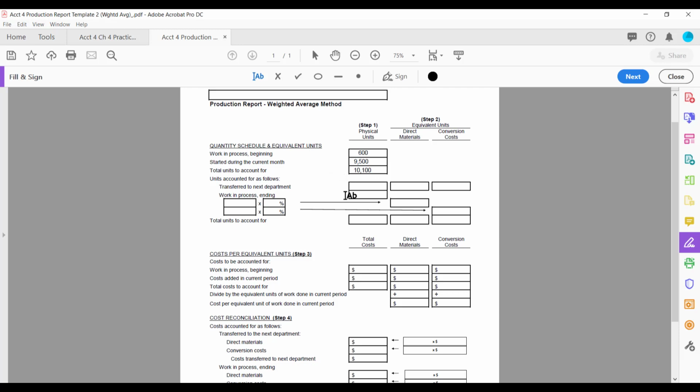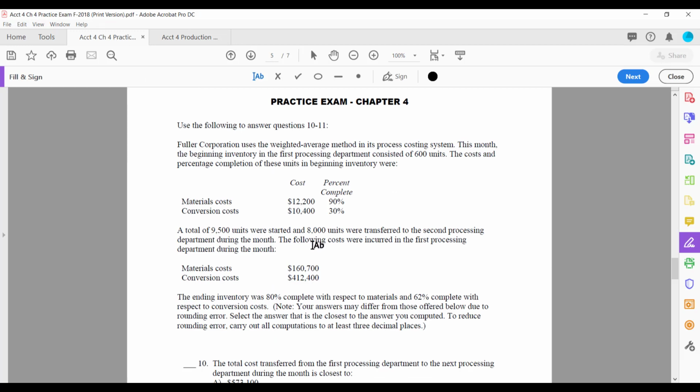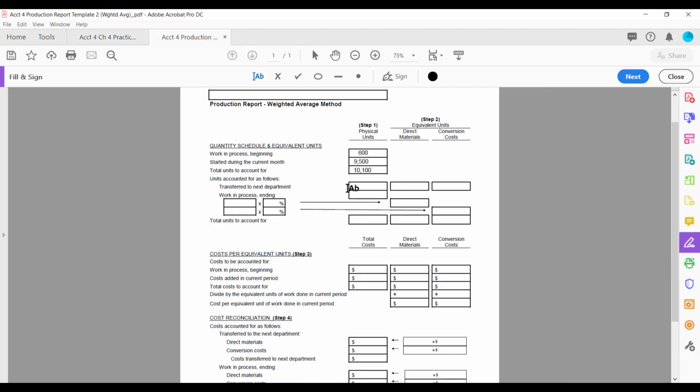All right. Next, it asks us units transferred to the next department. How many physical units did we transfer to the next department? How many were completed and transferred? They said 8,000 units were transferred to the second processing department, meaning we finished that amount. So we'll go ahead and add 8,000 in here.